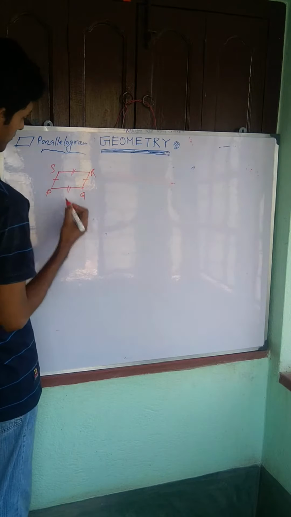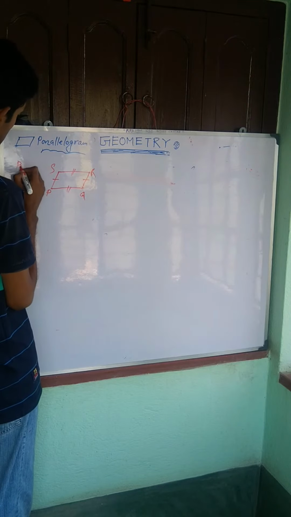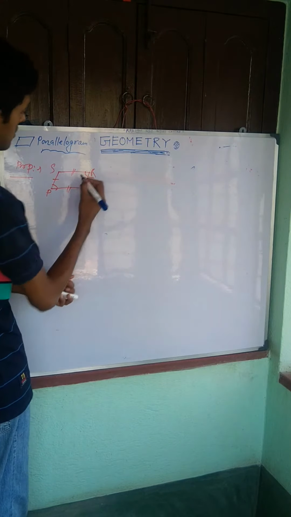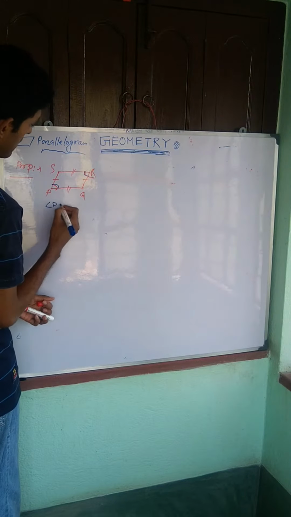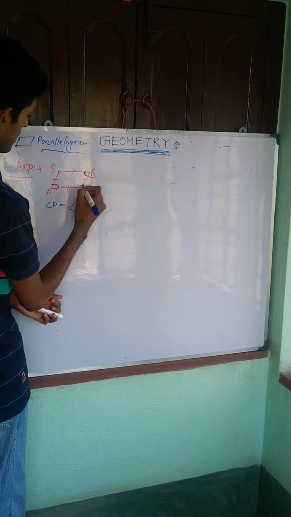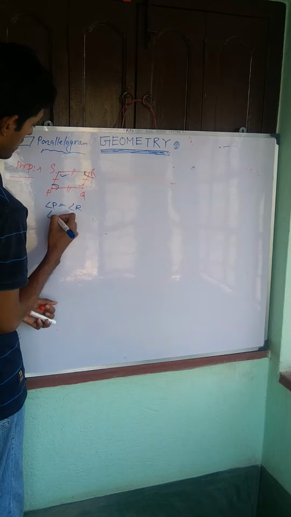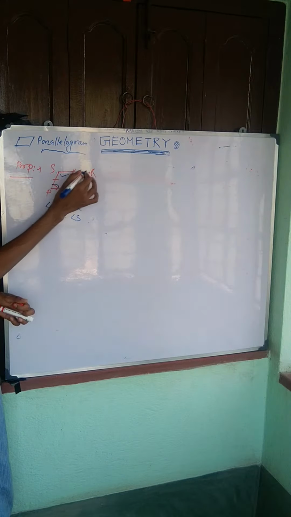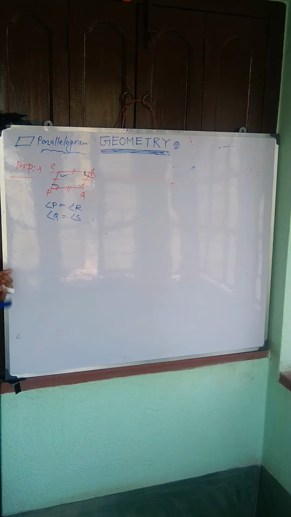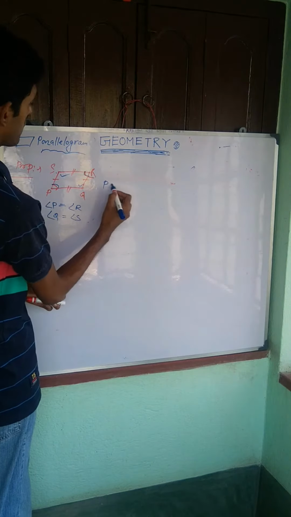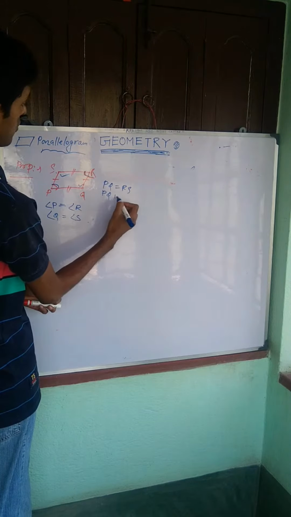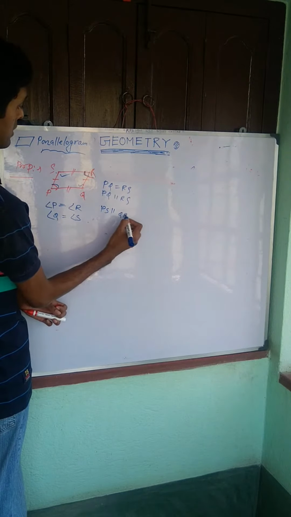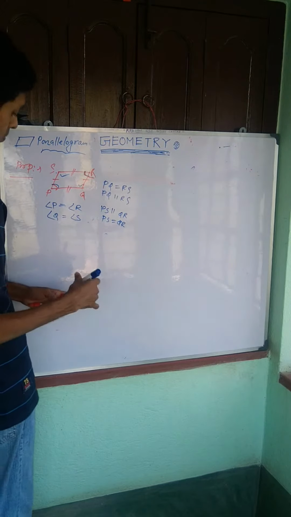Now, what are the properties? These angles are equal to this. Angle P equals angle R, and these angles also: angle Q equals angle S. So these opposite angles are equal. And PQ equals RS, as I have told earlier. Similarly, PS is parallel to QR and PS equals QR. Understand, guys?